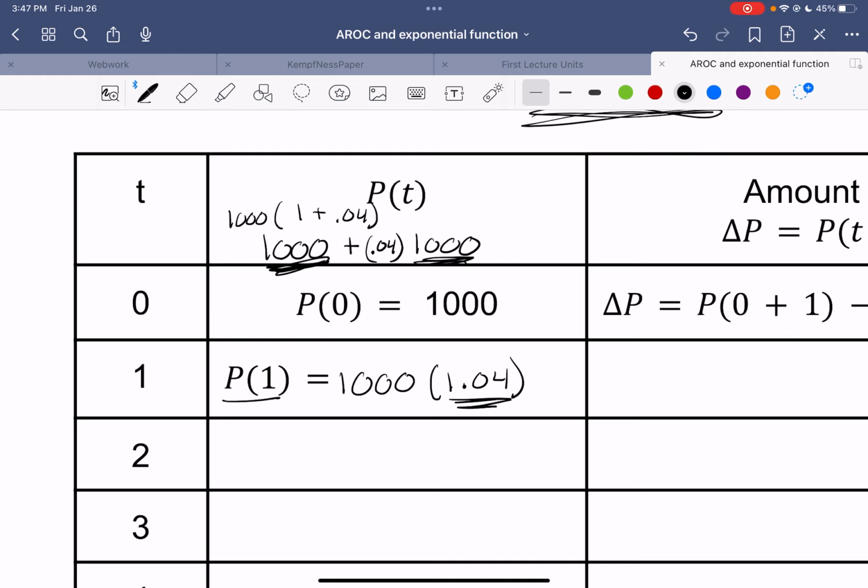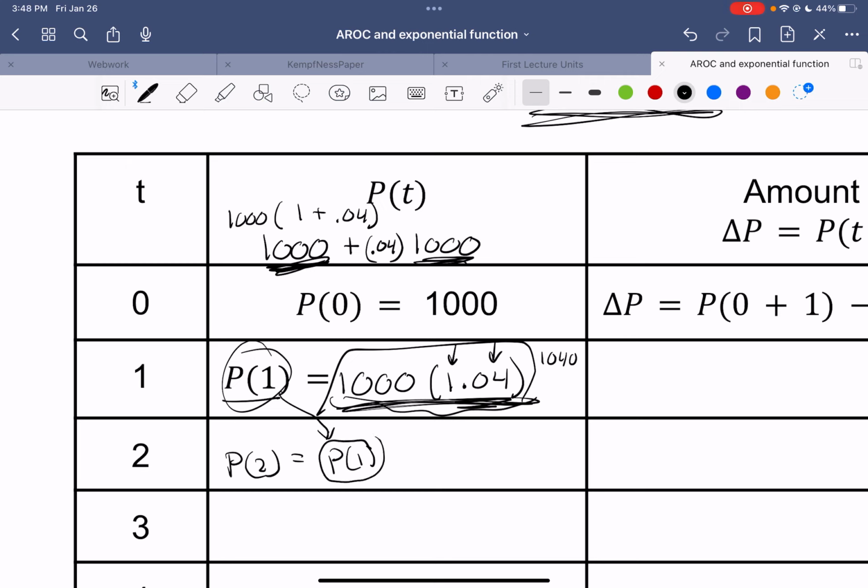So P at 1, one step into the future, is the amount you started with plus an additional 4%. And so it's 1,000 times 1.04. Okay. Now, P at 2, it's going to be P at 1. So this number here, which it turns out is 1,040, okay, but that doesn't matter. This is a number, and I could either write all of this or P at 1, right? They're saying the same thing. They're saying 1,040. So, all right, look, it's 1,040, but then it grows by 4%. So I take this number here, and I multiply it by 1.04.